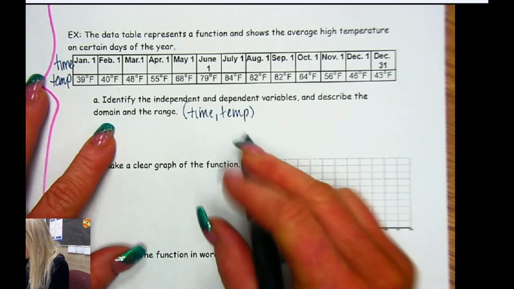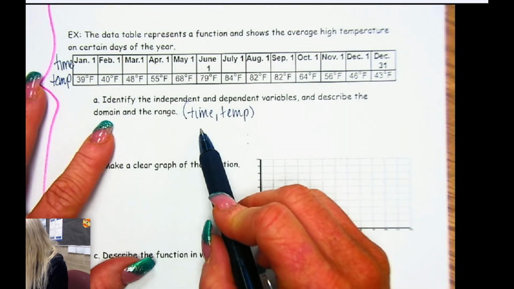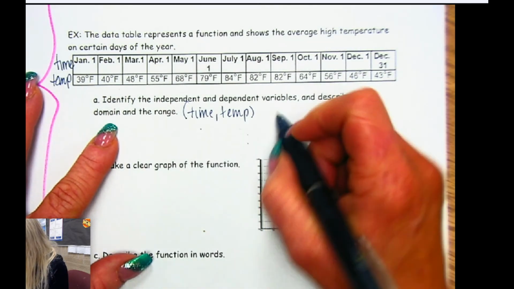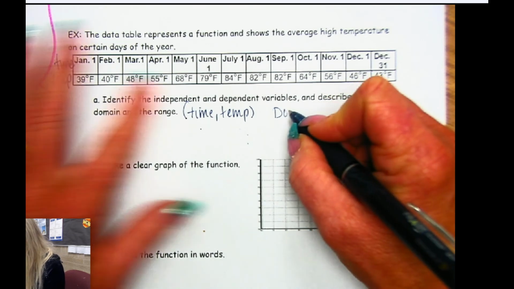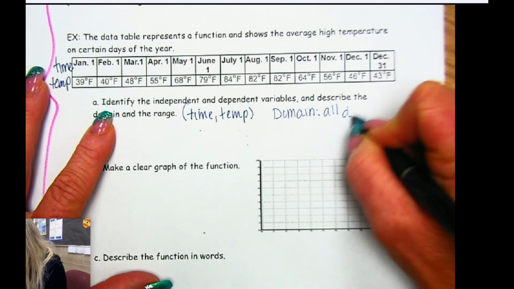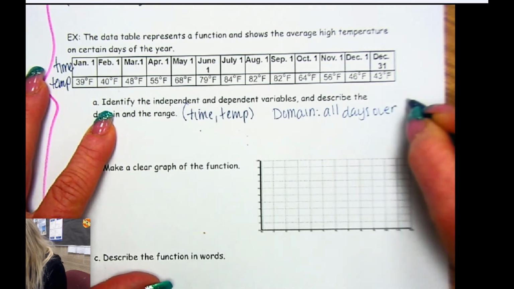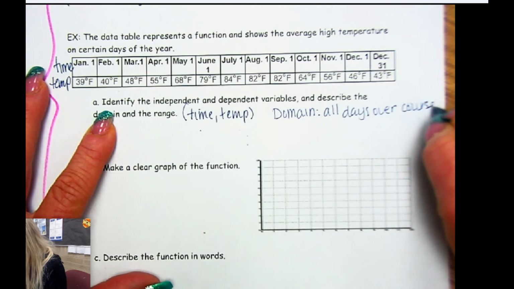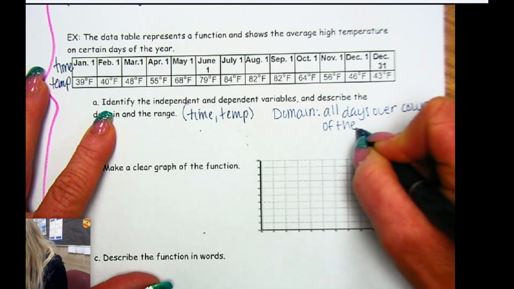Describe the domain and range. So for the domain, all right, that's going to be all the days over the course of the year, even though we've only listed so many. The domain is going to be all days over the course of the year.